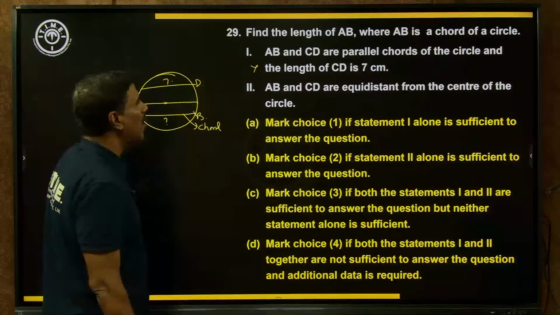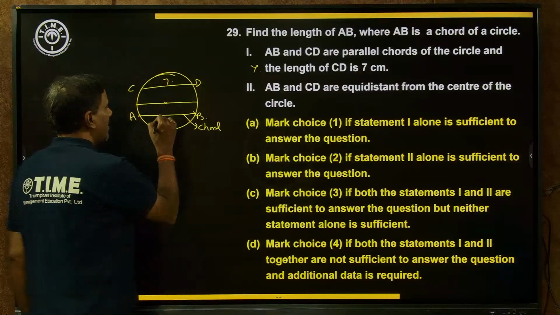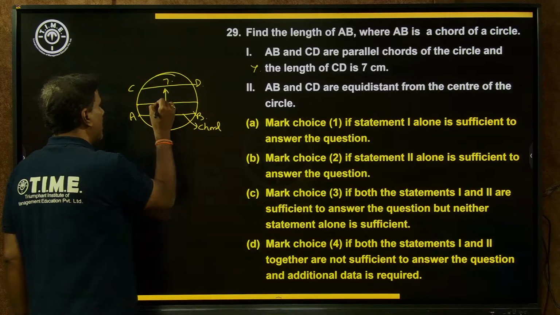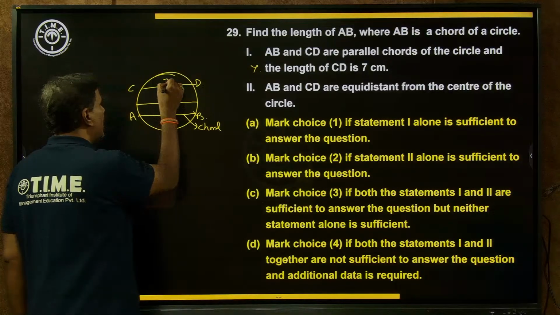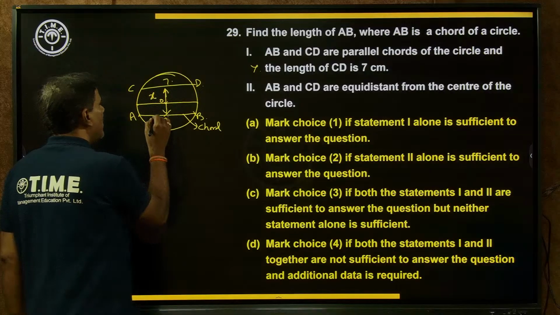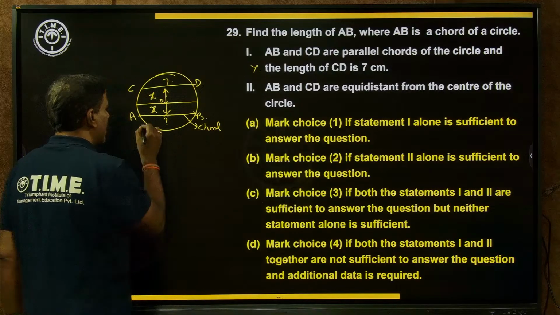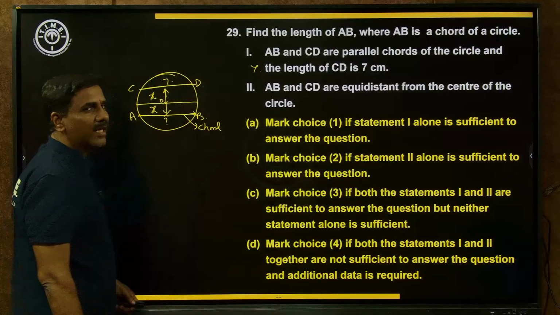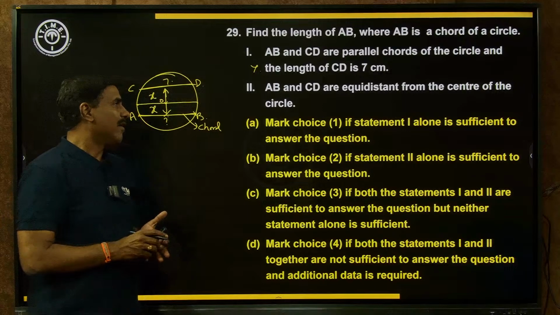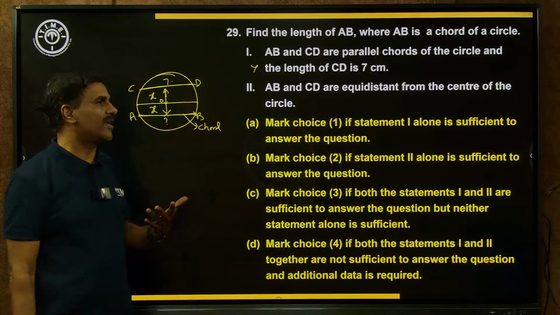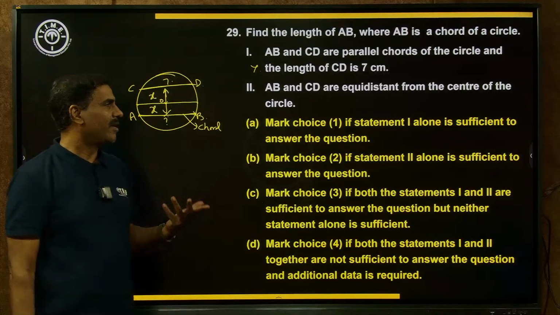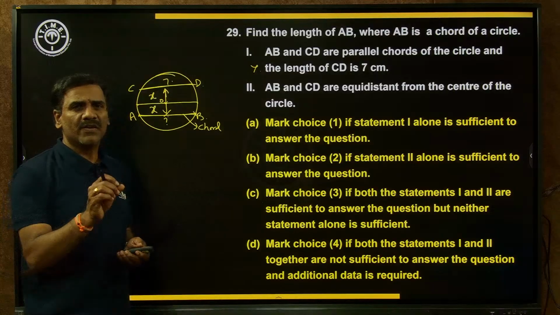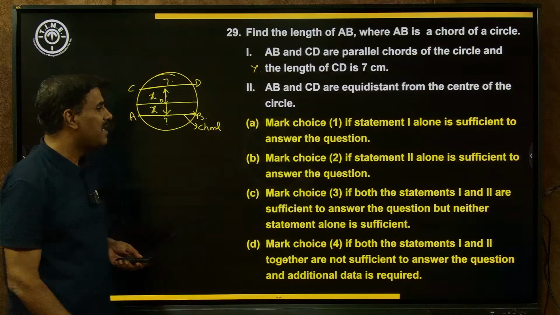If you are going for the combination, AB and CD are equidistant from the center of the circle. If the distance from the center O to CD is x units, and O to AB is also x units, what we understand is these two parallel chords will be of equal length. That is the theorem that we have studied in geometry. If we have two chords of equal length, they will be equidistant from the center of the circle. Even if they are not parallel, two chords of equal length are always equidistant from the center of the circle.